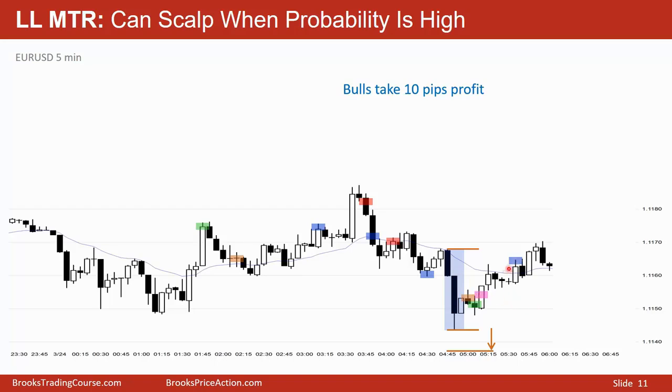Had you bought here, this is 10 pips above there. You could therefore exit with a limit order. And it's a reasonable place to exit. Sometimes the reversal does not quite get above the high of this bar, but you're still selling right near its high. That's a reasonable place for the bulls to scalp out with a 10 pip profit.